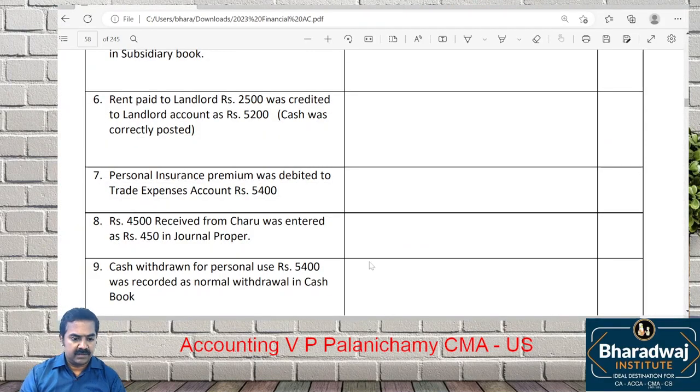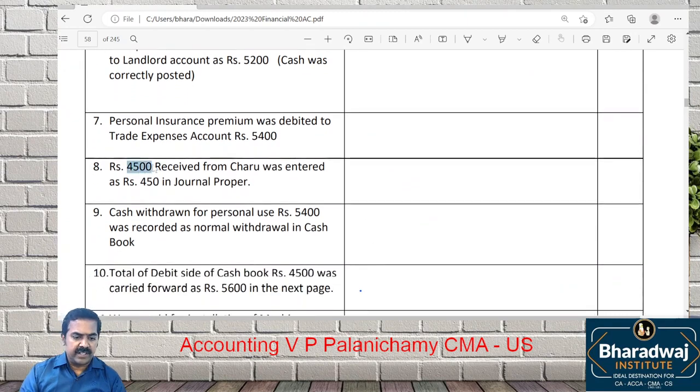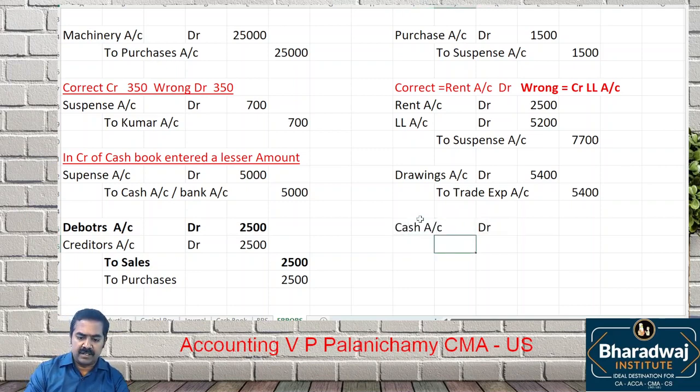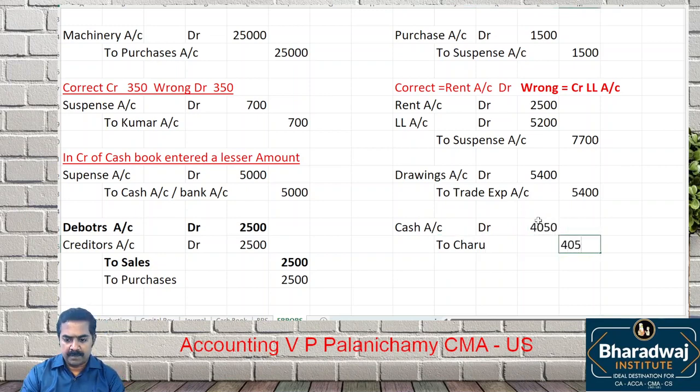Next, 4,500 received from Charu was entered as what? 450 only in journal proper. Journal proper means in the journal entry itself there is a mistake, which means what will get affected? Debit or credit or both? Both will get affected. Actual: cash account debit to Charu account. To which account? Charu account. The difference you have to enter now. 4,500 we should have entered, but we entered only what? 450. Enter the difference.